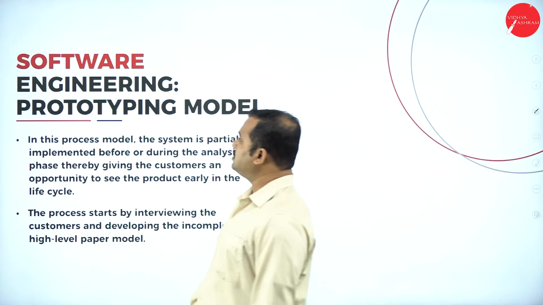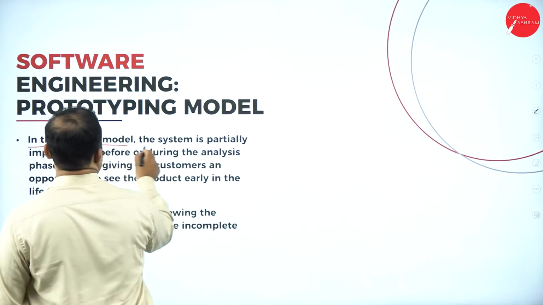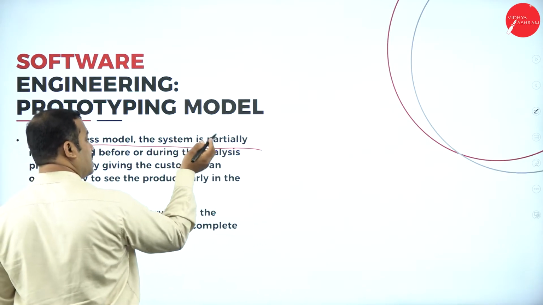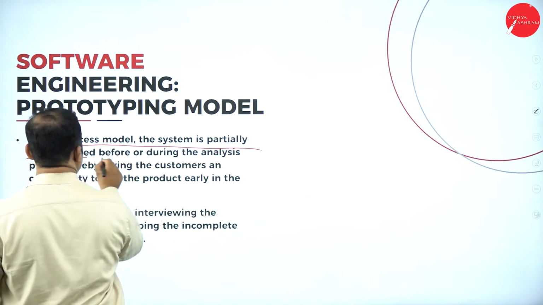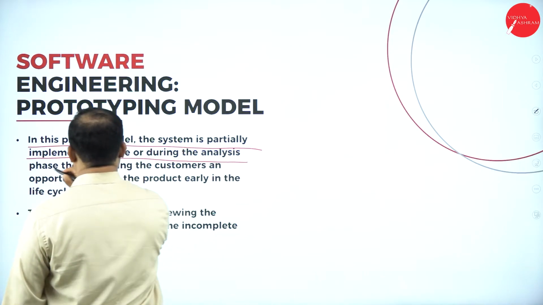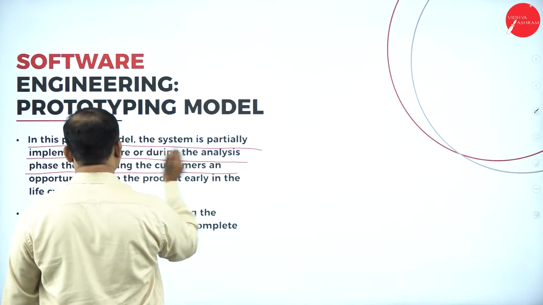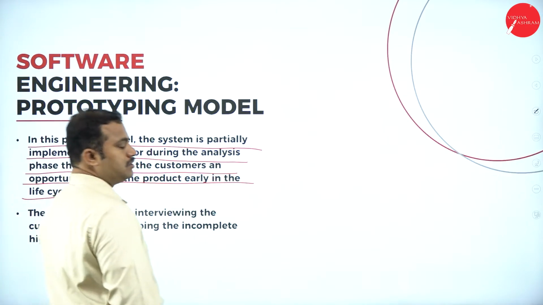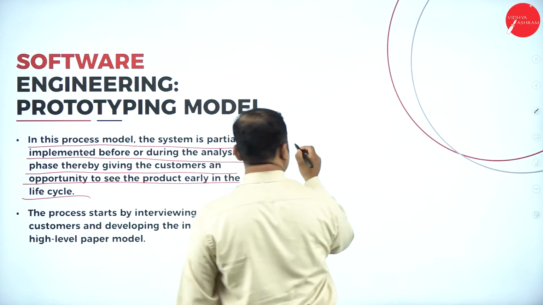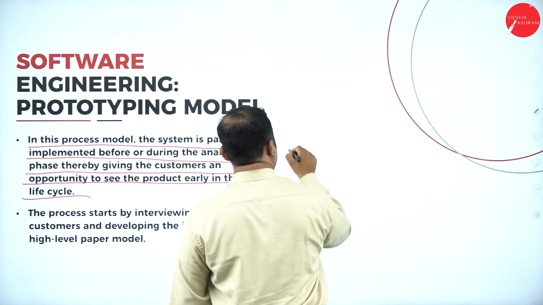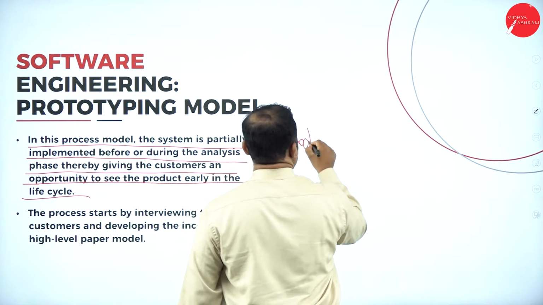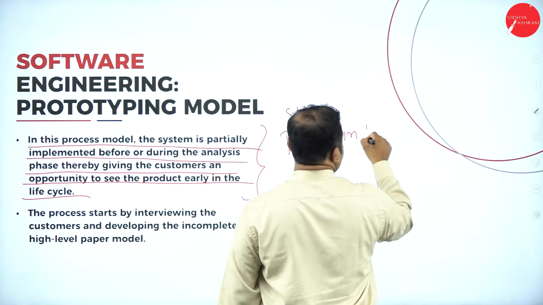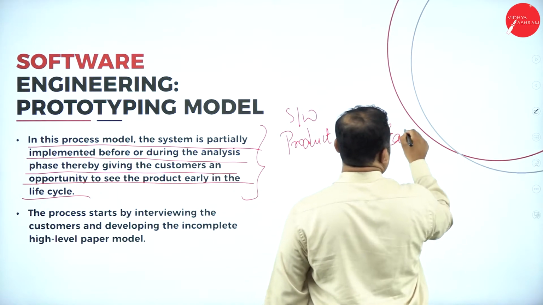If that is the case, in the software engineering process model, that is, during the time of SDLC, the software development life cycle, the system is partially implemented before or during the analysis phase, thereby giving the customers an opportunity to see the product early in the life cycle, so that they will get an experience to use the software product in the earlier stage of the development.